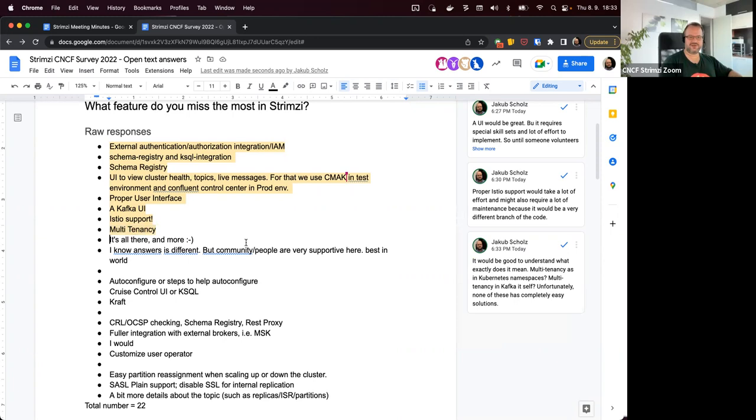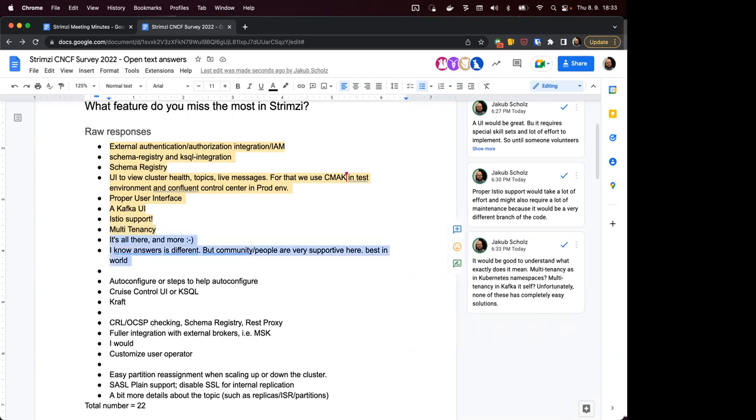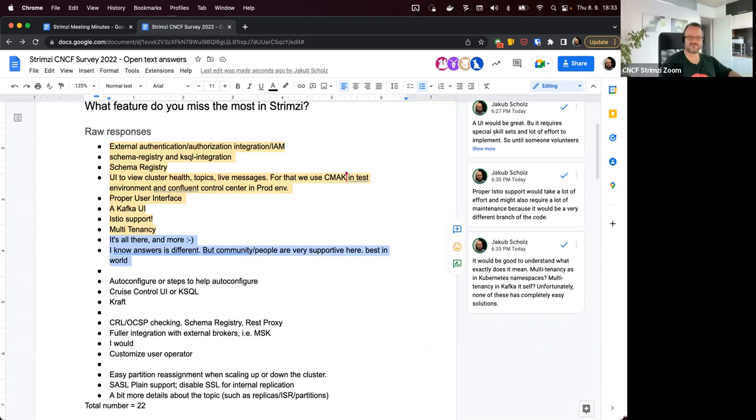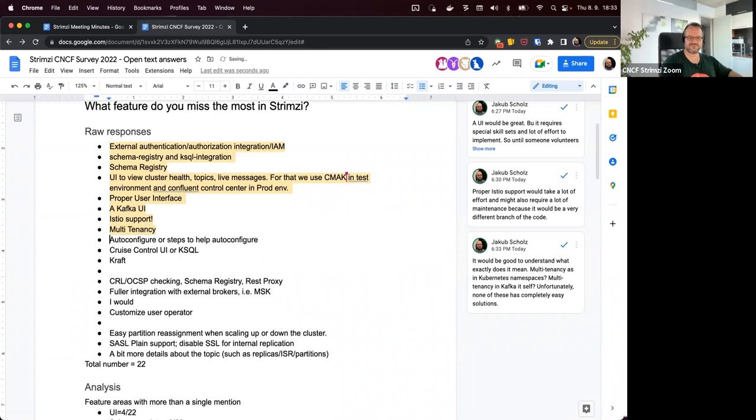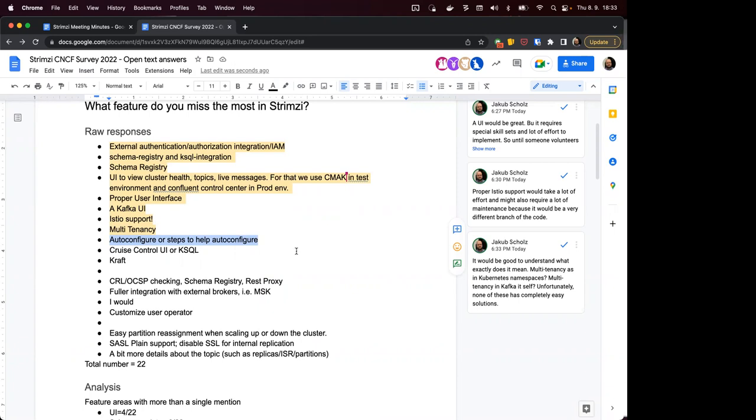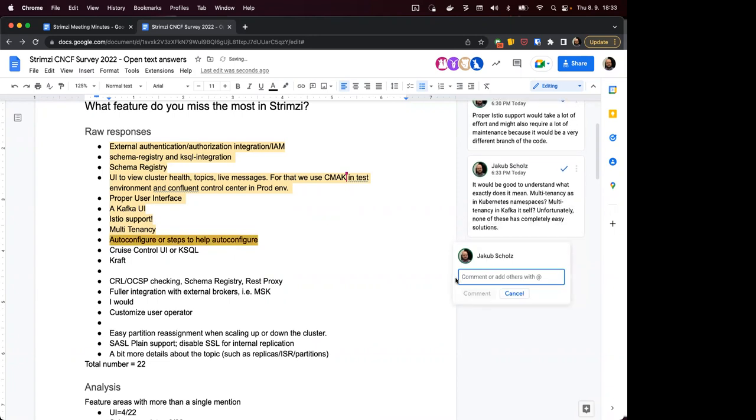Okay, the next two answers are fairly positive and not much to discuss, I guess. Here, I'm not sure it's really clear what to auto-configure. Yeah, that could be anything, couldn't it?